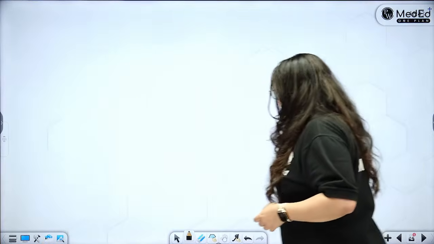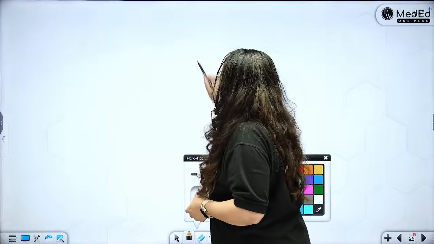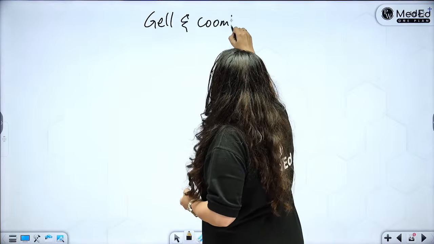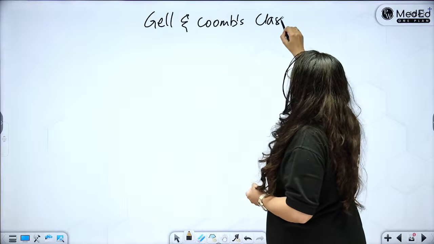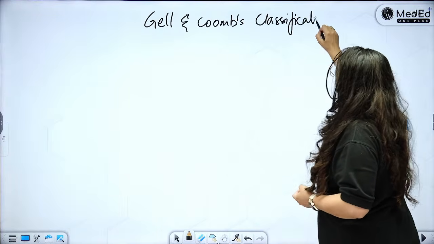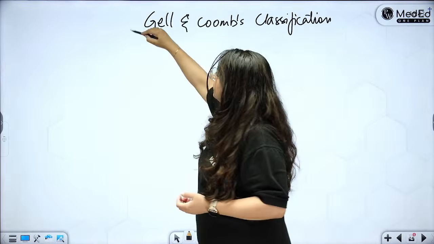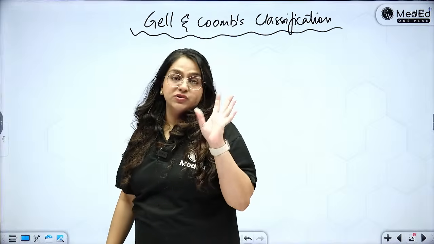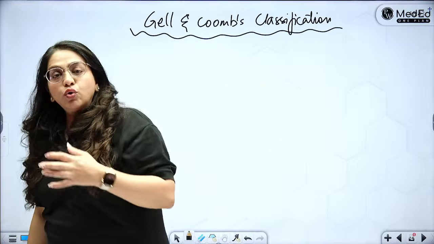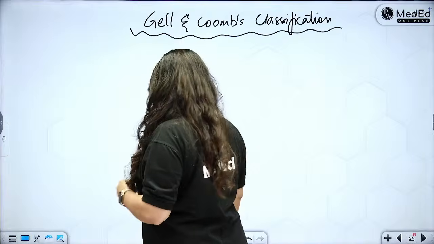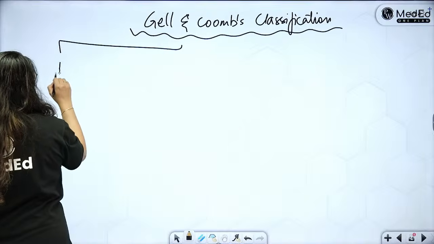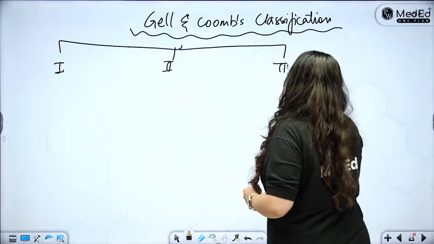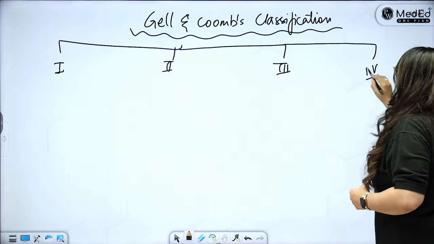So you have this classification for hypersensitivity reactions called the Gell and Coombs classification. What does the Gell and Coombs classification say? It says that there are 4 types of hypersensitivity reactions: type 1, type 2, type 3 and type 4, right? So you have hypersensitivity reaction type 1, type 2, type 3 and type 4.